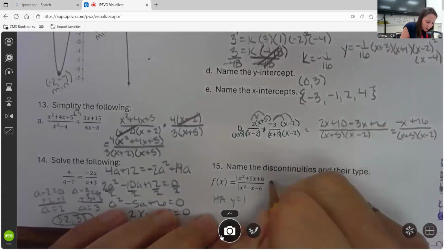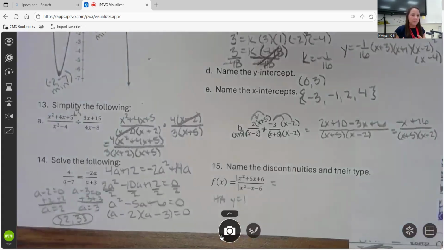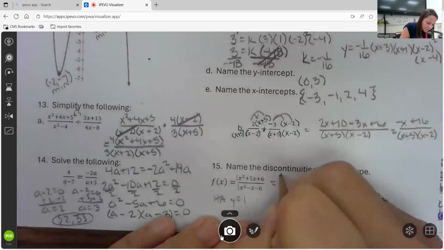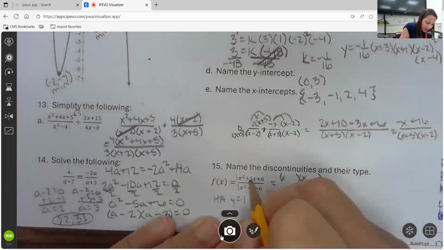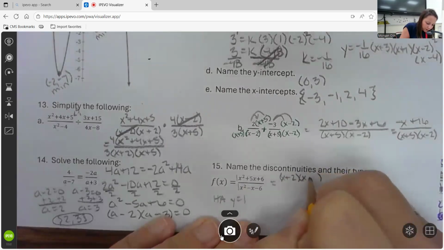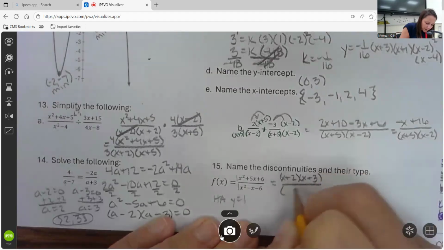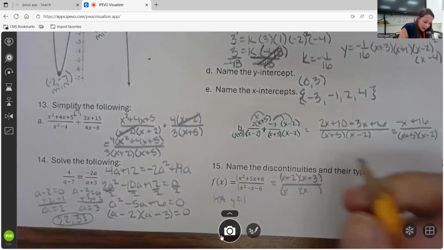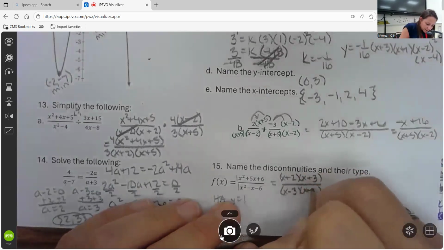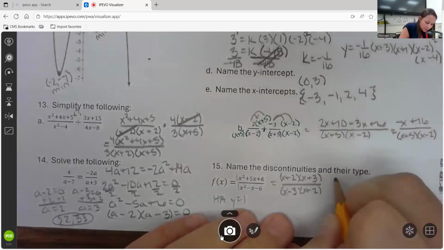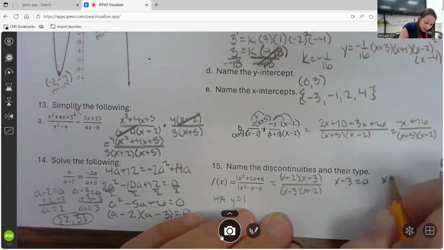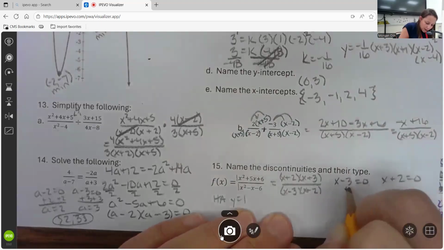Now, to find our holes and vertical asymptotes, we need to be able to factor. Nothing's out in front of x squared, so x and x. The factors of 6 that add to 5 are 2 and 3. Here the factors of negative 6 that add to negative 1 are negative 3 and positive 2. Holes and vertical asymptotes come from the denominator. So x minus 3, set that equal to 0. X plus 2, set that equal to 0. Add our 3, so x equals 3.